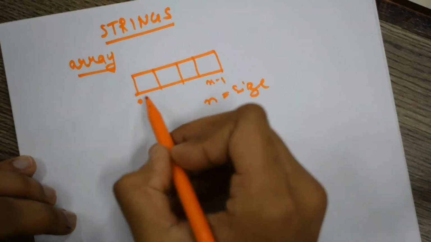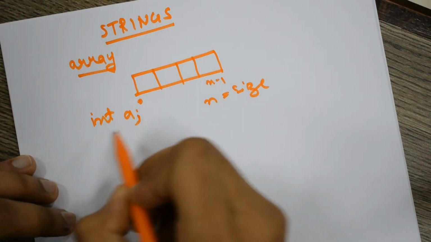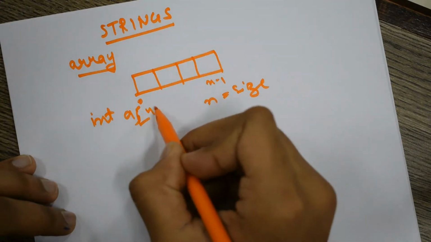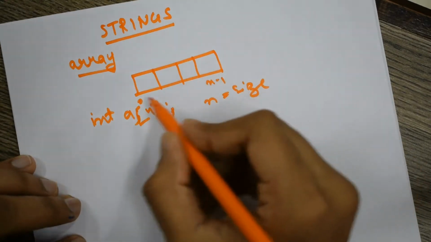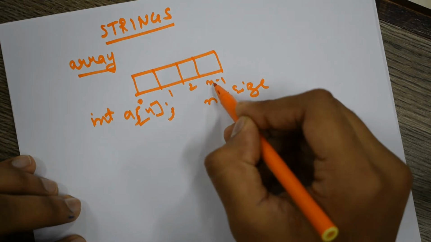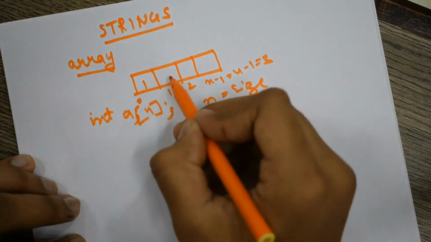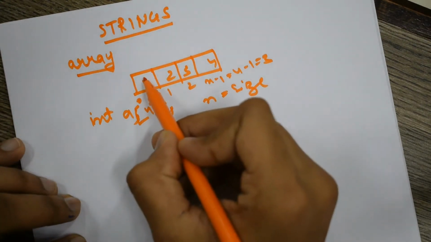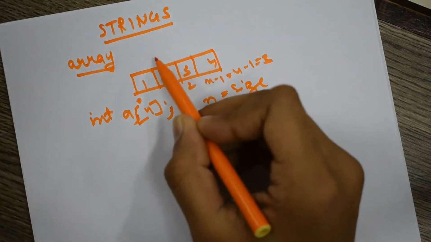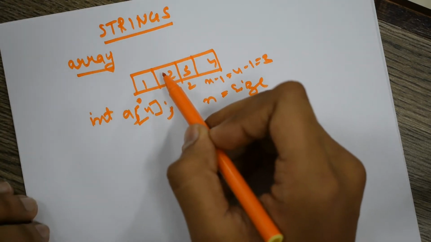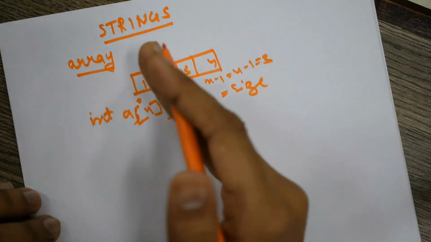Say we have an array of integers whose name is a, and its size is 4. The compiler will choose 4 sequential memory blocks: 0, 1, 2, and since our n is 4, the last block will be 4 minus 1, equal to 3. Say it stores the values 1, 2, 3, 4. Each value is an integer and is represented in sequence. So this is an array. A string is an array in which all the values are character values stored sequentially and continuously in memory.